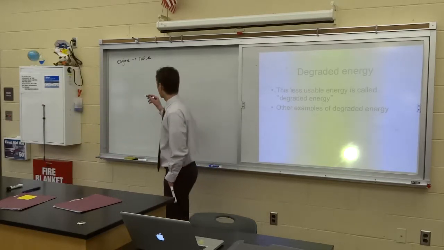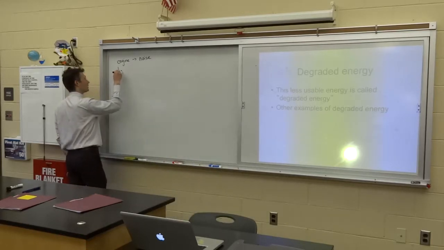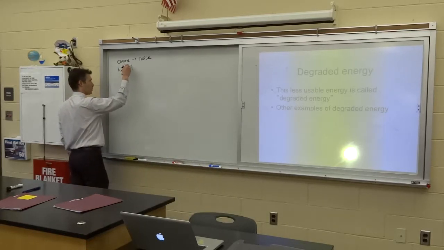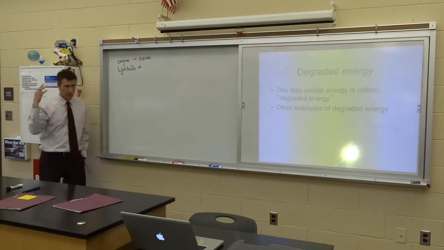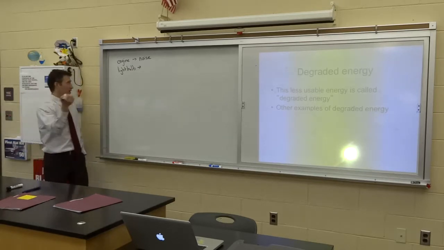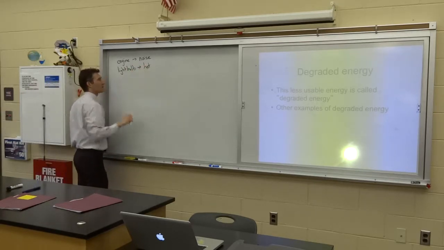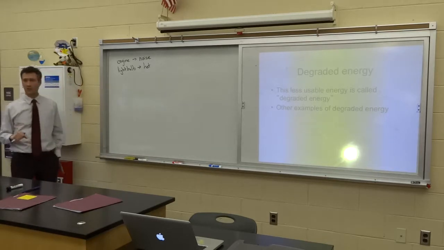A light bulb? Yep. Right, so a light bulb, we're probably using it to make light, but we also can make heat. So that would be a degraded form of energy, sure. Amanda, what was the favorite one from your group?